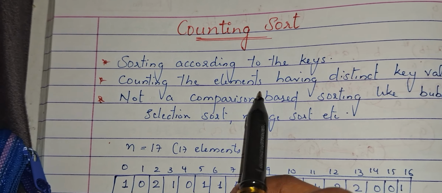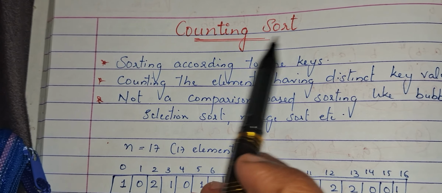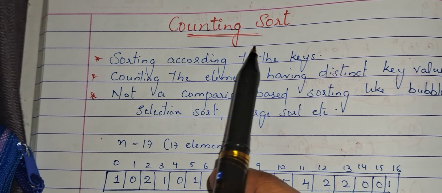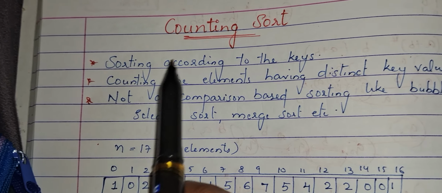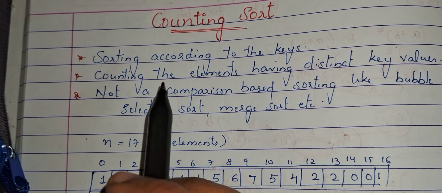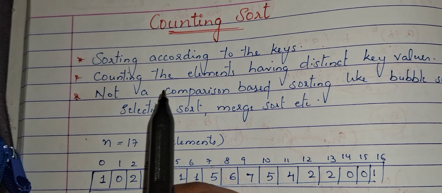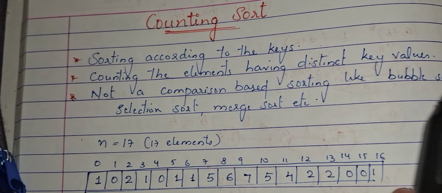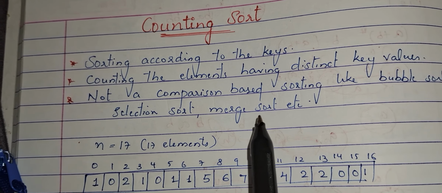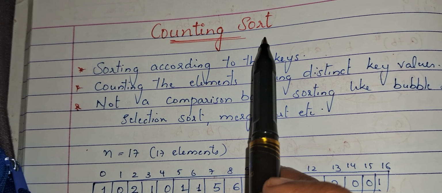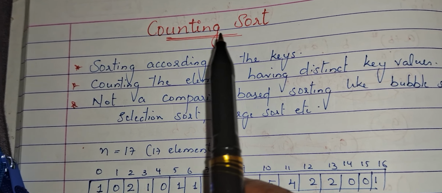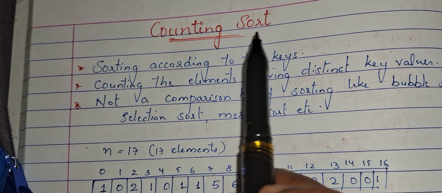So dear students, today I am going to explain counting sort. Here the sorting is based on key values. This is not a comparison based sorting method like bubble sort, selection sort, merge sort, etc. In these types of sorting methods, we are comparing the values. But in counting sort, we are not comparing the values. We are just counting the elements that have distinct key values.